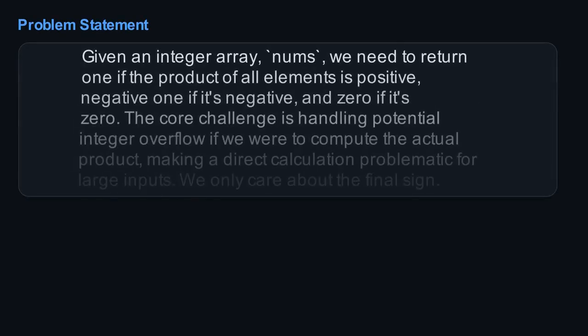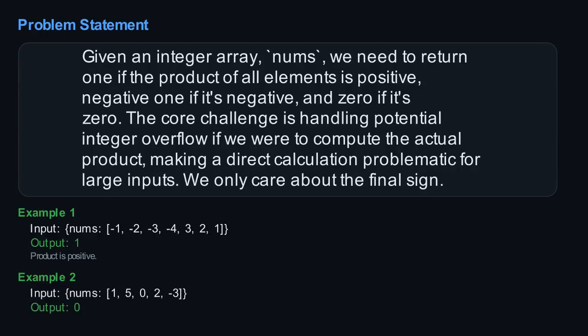Given an integer array, nums, we need to return 1 if the product of all elements is positive, -1 if it's negative, and 0 if it's 0. The core challenge is handling potential integer overflow if we were to compute the actual product, making a direct calculation problematic for large inputs. We only care about the final sign.